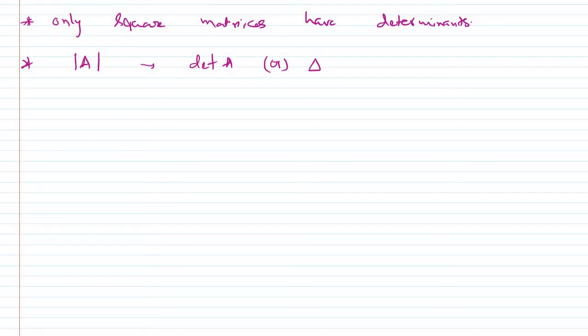Only square matrices have determinants. The determinant of matrix A is denoted by using these parallel lines. This is read as determinant of A, det A, or it is also denoted by delta. But it is not the absolute value.